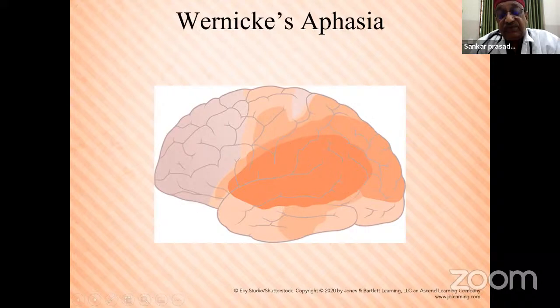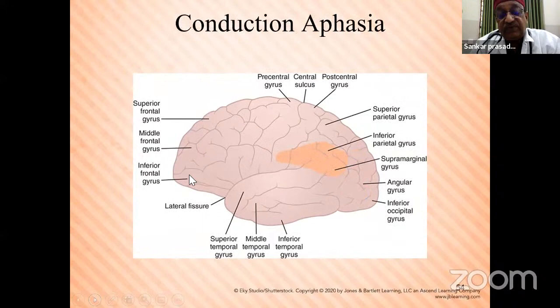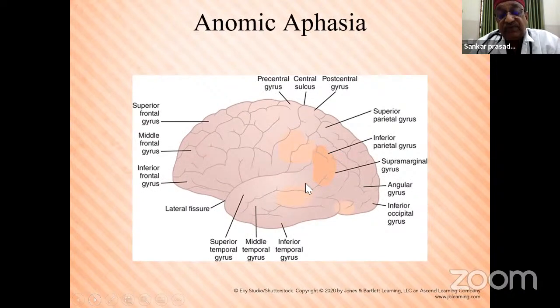In transcortical sensory aphasia, the angular gyrus, inferior occipital gyrus and inferior parietal gyrus are involved. This is mainly the posterior heteromodal association areas. Conduction aphasia, as I said, involves the connection between Broca's and Wernicke's, that is the arcuate fasciculus. Anomic aphasia involves the posterior heteromodal association areas, where the lesion involves the inferior parietal gyrus, supramarginal gyrus and angular gyrus. These are the areas which cause anomic aphasia.